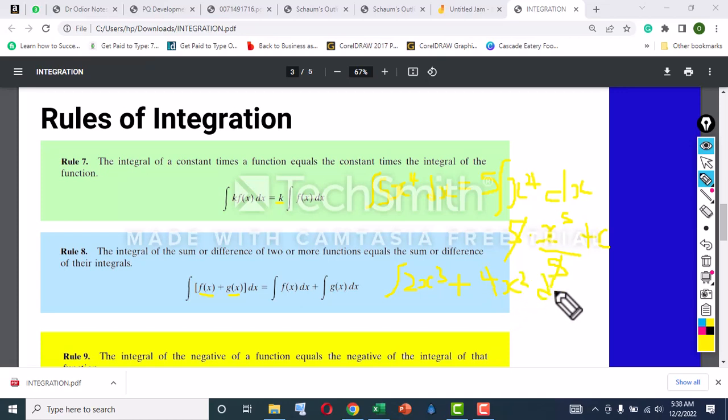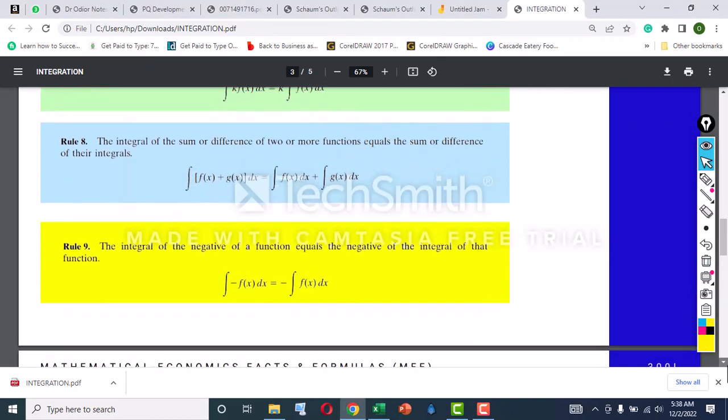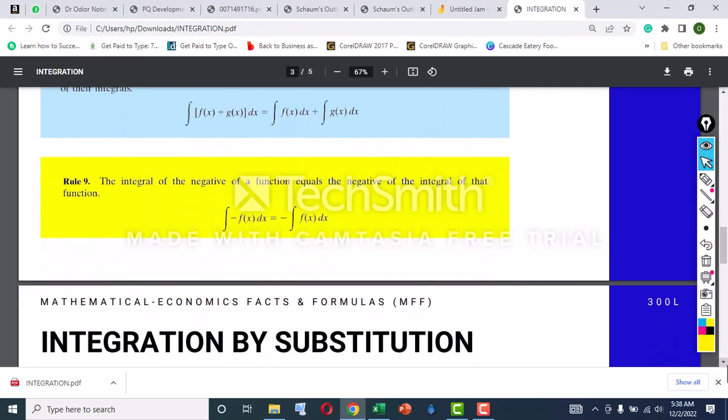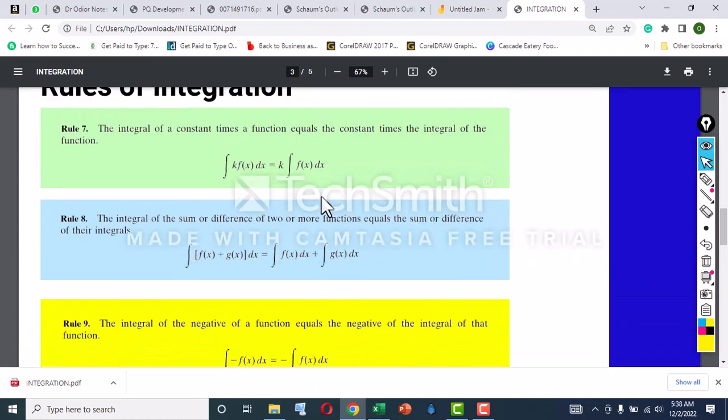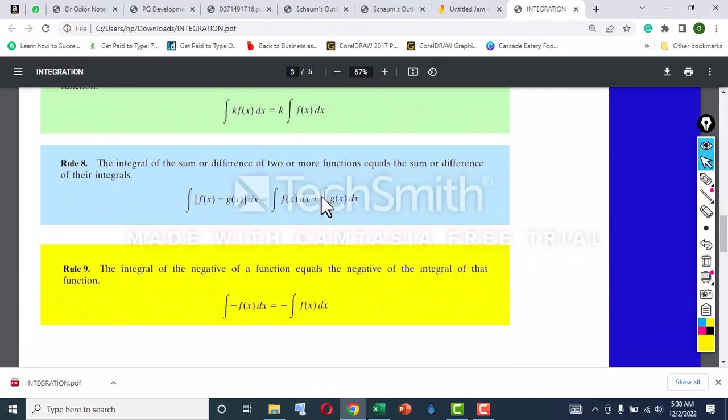So if you want to integrate this one, you just separate them. Integrate this one separately, put your integral here to integrate this one too separately. So you use the normal rule we use here to integrate this one, you use it for this one, and you are good to go. So that is just that particular rule, as simple as that. So we go to another law, which is like the last one here.